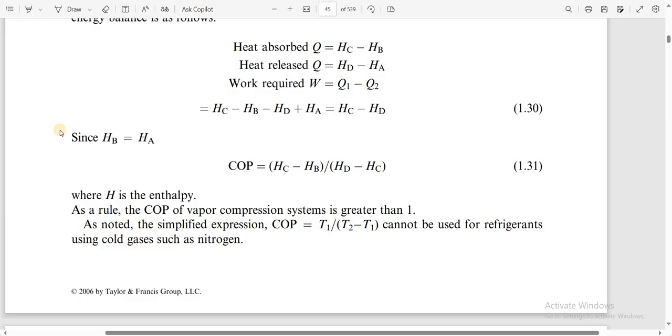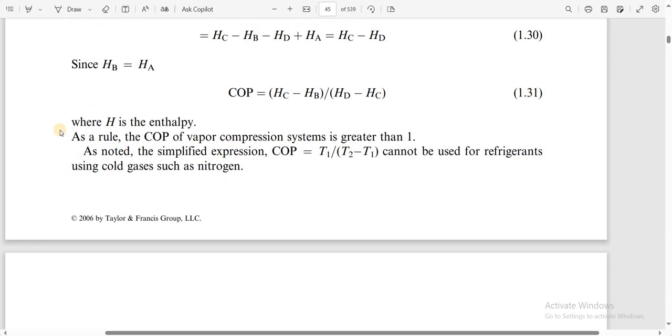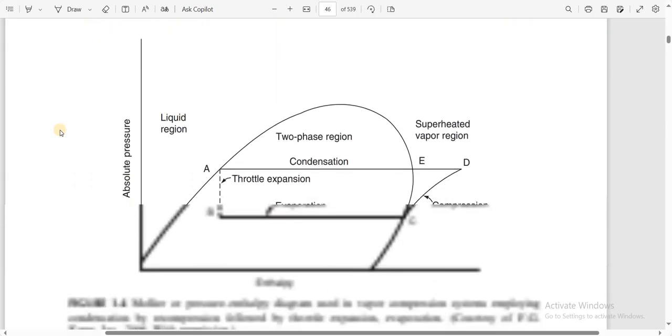Where H is the enthalpy. As a rule, the COP of a vapor compression system is greater than 1. As noted, the simplified expression COP equal to T1 divided by T2 minus T1 cannot be used for refrigerants using cold gases such as nitrogen.